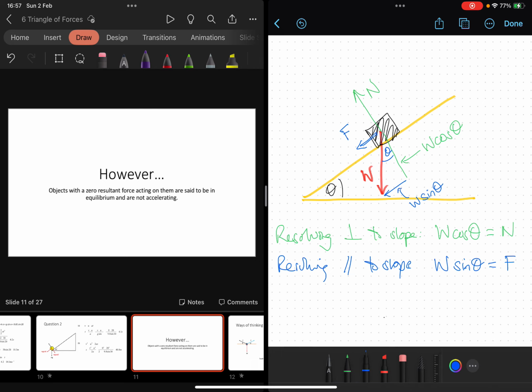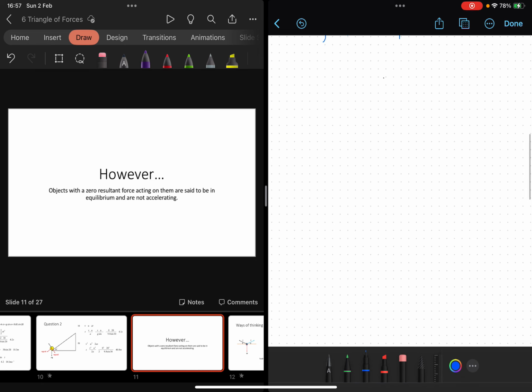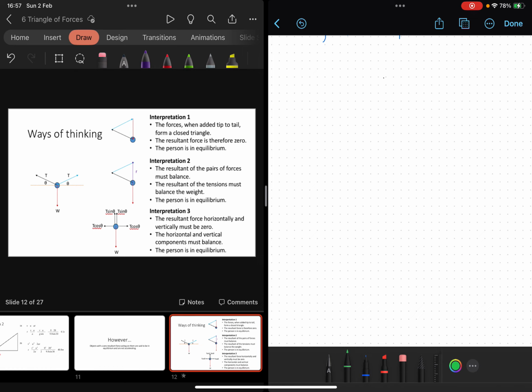Okay. However, today is all about things that are in equilibrium. In other words, where we've got zero resultant force, where objects are not accelerating. And I want to take you through just some thought processes for how to work through examples such as this. Okay. On the PowerPoint slide on your left, then, you've got an object in blue, and there are three forces acting on it. Two tension forces, and you've got weight. We want to know, is that object in equilibrium or not?